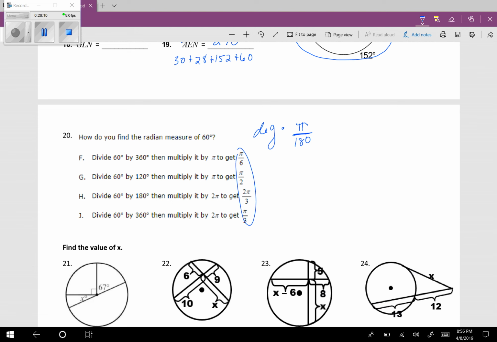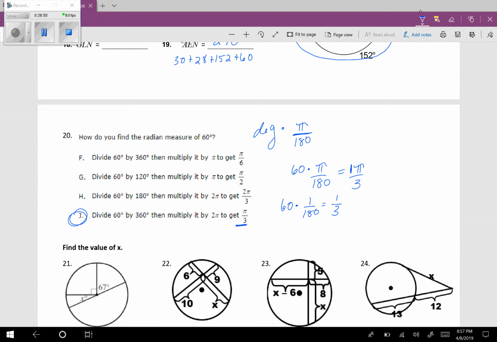Look, you've got all these answers here, right? So let's try it. We'll do 60 times pi over 180. Now remember, in the calculator, you're going to put 60 times 1 over 180. And that's going to give you 1/3. So when you add the pi into it, you're going to get pi over 3. Or some of y'all will put 1 pi over 3. Now look at the answers here. Pi over 6, pi over 2, 2 pi over 3, or pi over 3. Be careful. We have to choose pi over 3. So J is the correct answer.